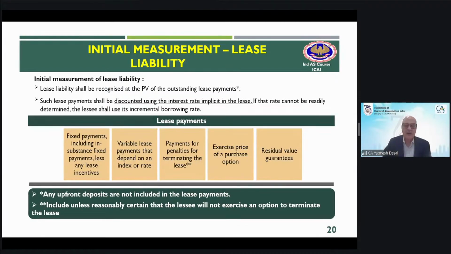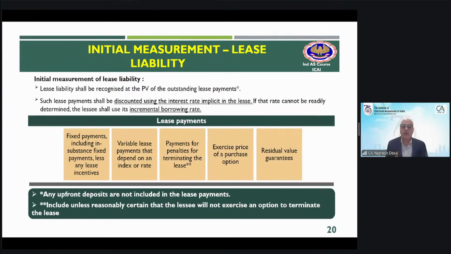We'll see later. So let us first start with the fixed payments, including in-substance fixed payments, less any lease incentives. That will be covered a little later. So only if the lease payments are fixed, you have to take them into account for computing the lease payments. If the lease payments are 1 lakh rupees per month fixed plus 2% of the turnover above 1 crore rupees.